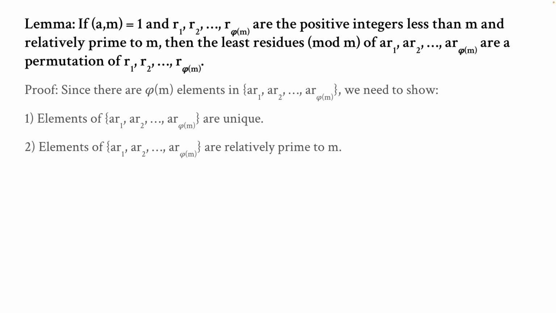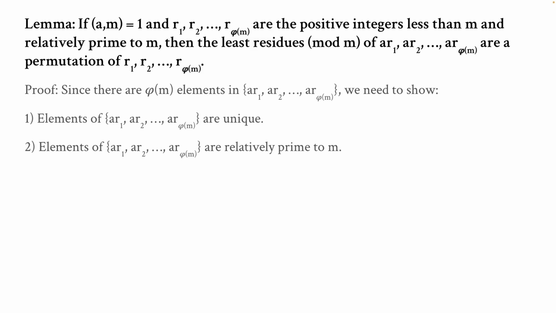Before jumping into the proof, we'll give a lemma that does a lot of the heavy lifting in terms of proving Euler's theorem. This lemma states that if a and m are coprime, and r_1 through r_φ(m) is the set of integers less than m and coprime to m, then the least residues mod m of ar_1 through ar_φ(m) are a permutation of the original set r_1 through r_φ(m).